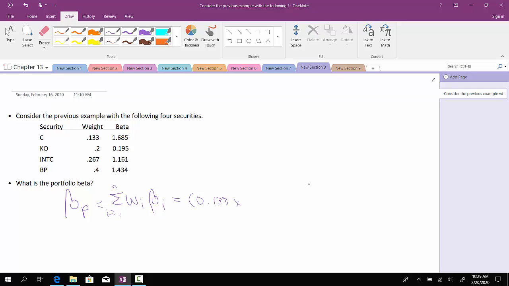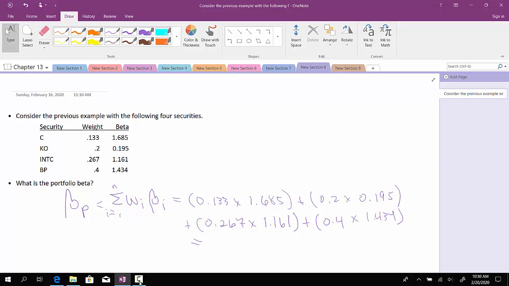So for this one, it would be 0.133 times the beta of stock C, which is 1.685. Go to Coca-Cola, which has a weight of 0.2 times a beta of 0.195, plus the weight of Intel, which is 0.267 times the beta of 1.161, plus the weight of BP, which is 0.4 times the beta of BP, which is 1.434.